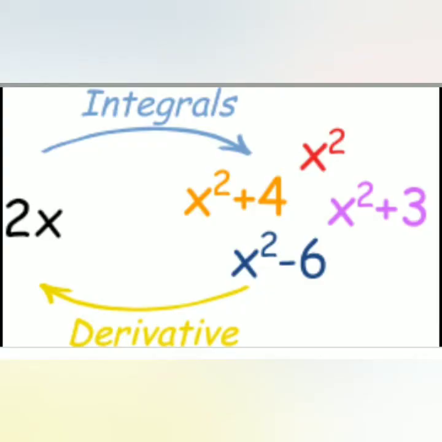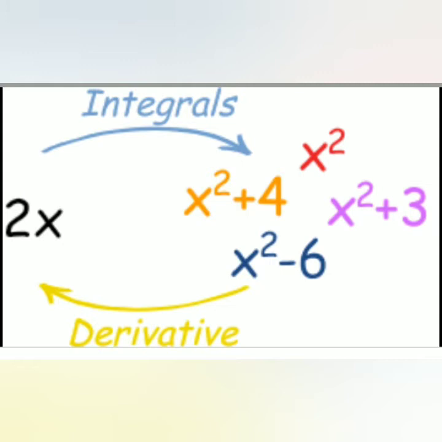Now look here, we have functions x square plus 4, x square plus 3, x square minus 6. If we differentiate x square, we get 2x. If we differentiate x square plus 4, we get 2x. If we differentiate x square plus 3, we get 2x. If we differentiate x square minus 6, we get 2x. Thus, if we differentiate any of these functions, we get 2x as their derivative.